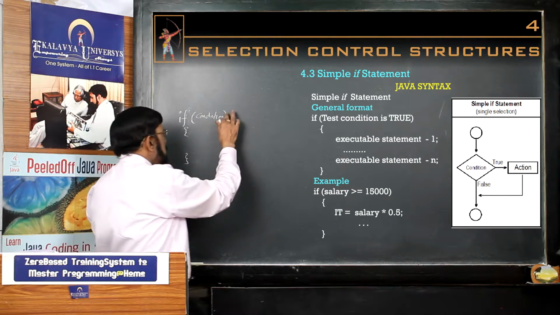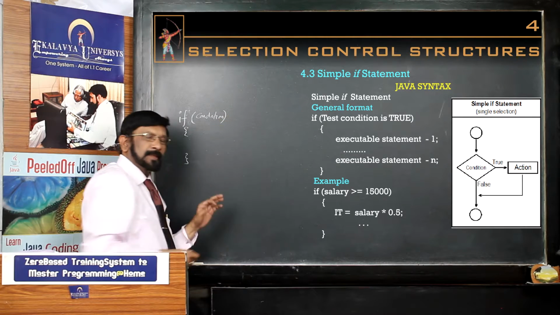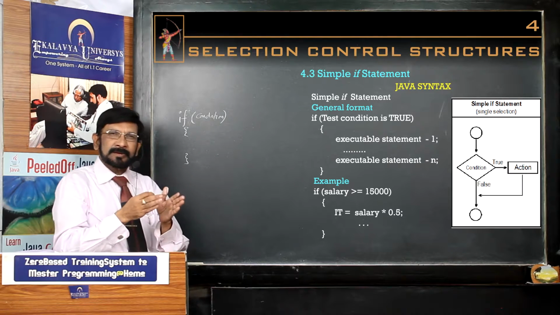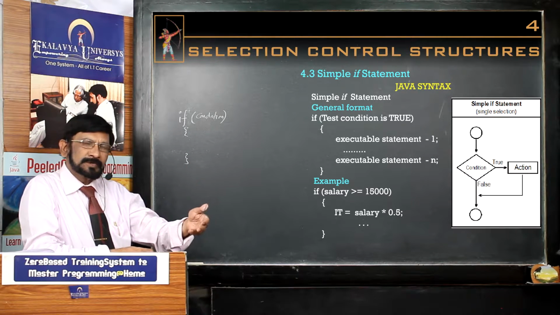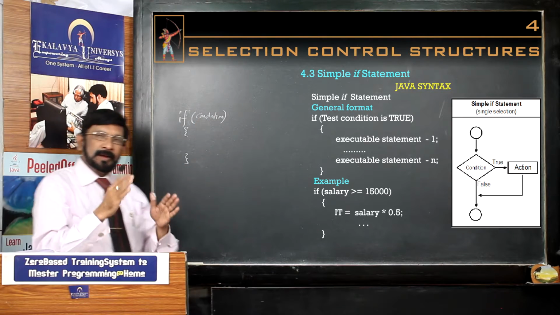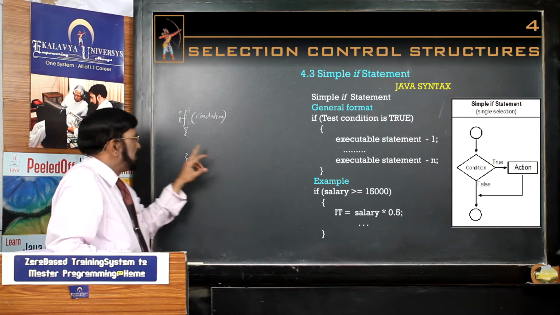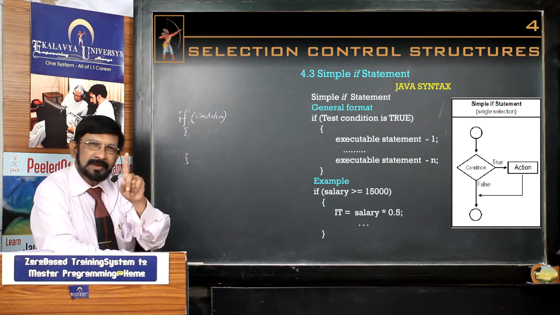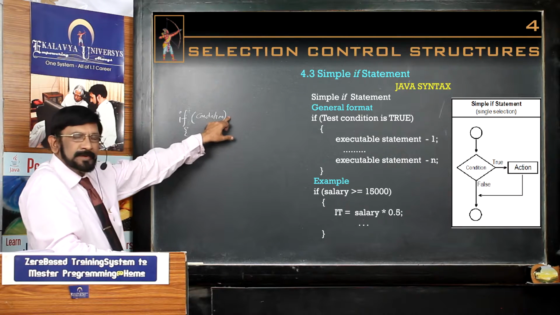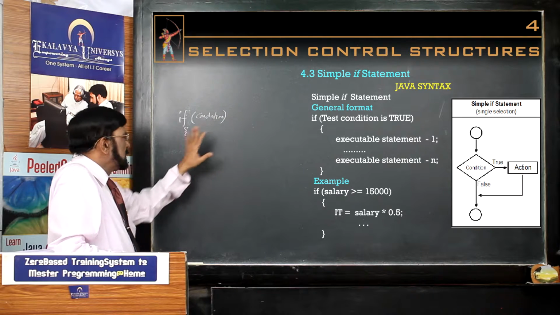And here, you should not write a semicolon. Why should you not write a semicolon? These selection control statements, loop control statements and so on, regardless of their size and the number of lines in them, are treated as a single statement. That's why you should not write a semicolon here. That point you have to understand.